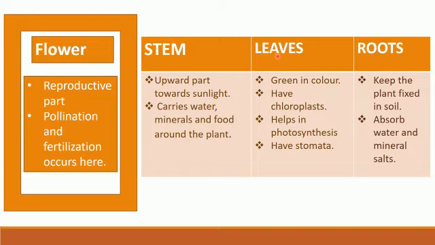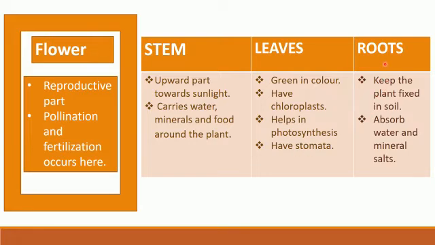Then we have the leaves. Leaves are also one of the important organs of the plant because they help in the making of food. They are generally green in color. They have chloroplast in them. Chloroplast have a green pigment called the chlorophyll. Chlorophyll helps in the trapping of sunlight, and sunlight energy is necessary for the process of photosynthesis. And photosynthesis is that process which takes place in the leaves, in which plants make their own food. Also, the leaves have small pores in them that are called the stomata. Stomata help in the exchange of gases during the process of respiration and photosynthesis.